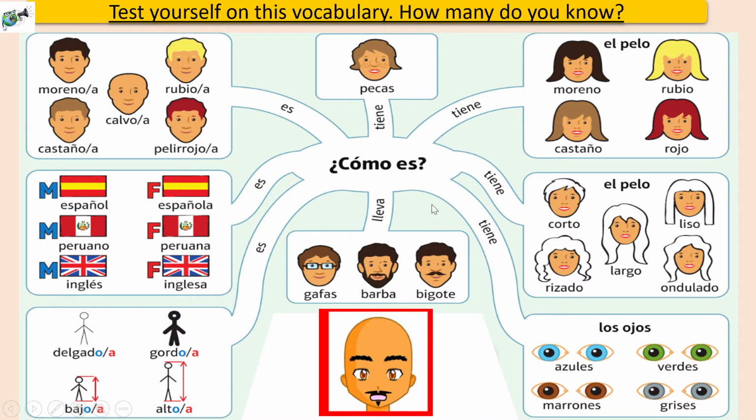And we could say for this one "es calvo" because it's a man, and "lleva bigote", he has a mustache. Y tiene los ojos marrones.